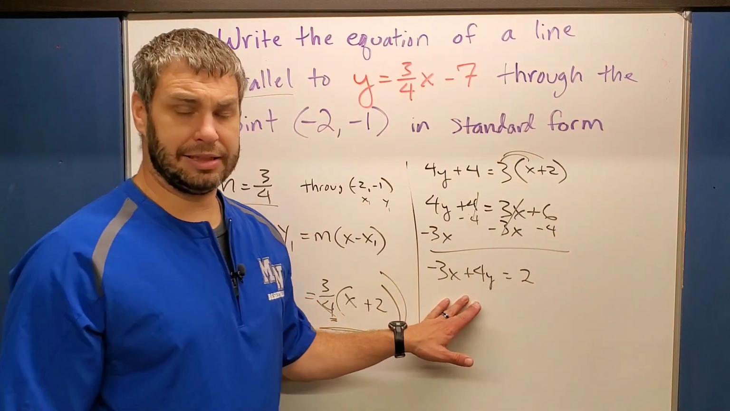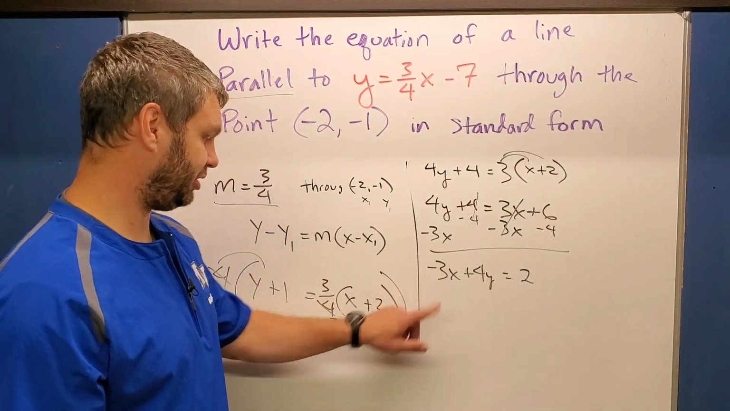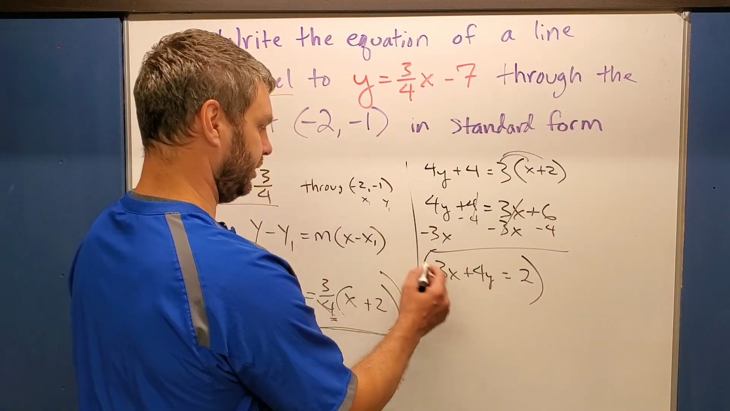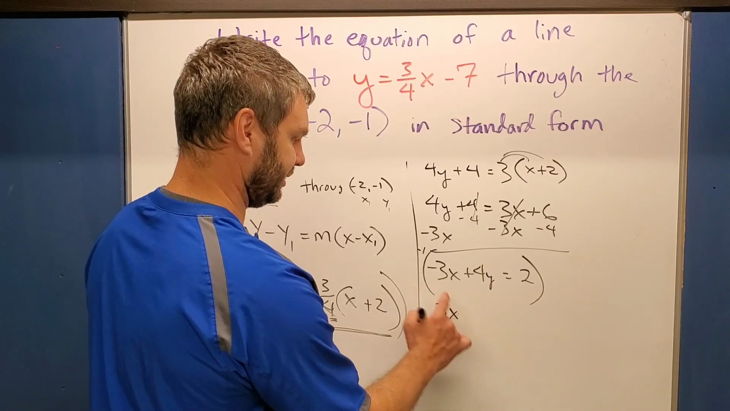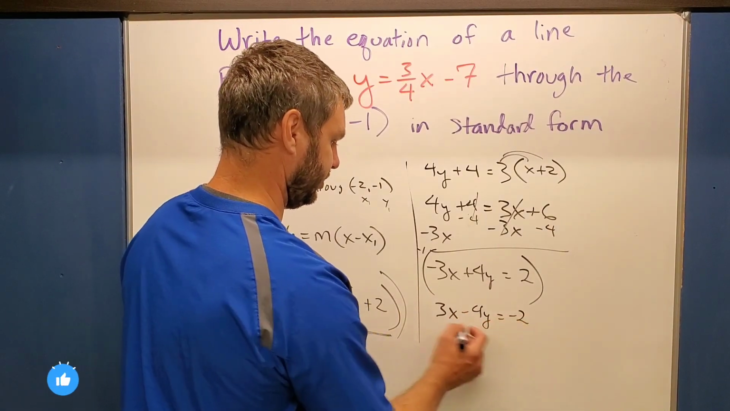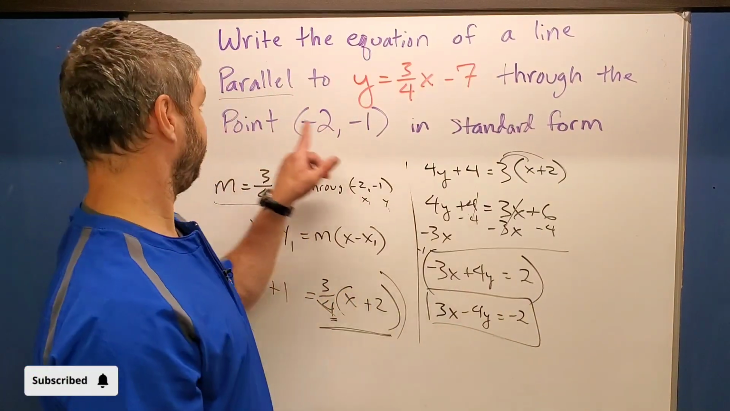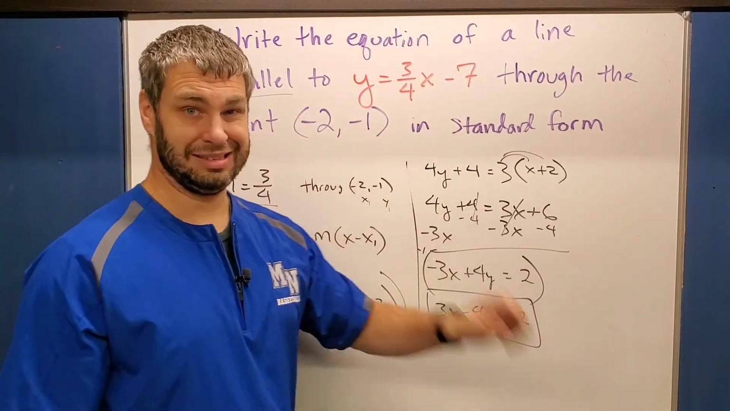Okay, the last thing that we need in our standard form checklist is the x term to be positive. Currently, it's negative. Just like I multiplied everything over here, I can also multiply this entire equation by -1. Essentially, that's going to change all my signs. So now it's positive 3x, -4y equals -2. All right, so now that would be the same line that is parallel to this equation and also goes through that point.